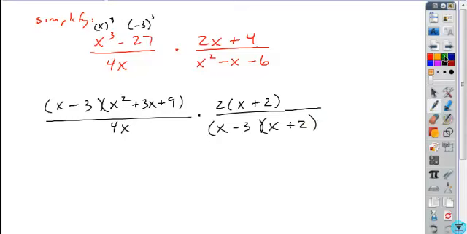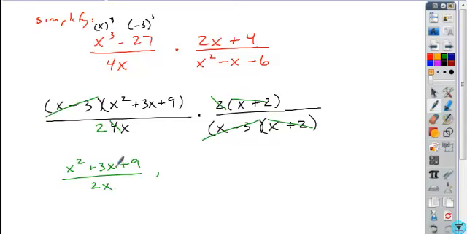And so now our first step's complete. We factored everything completely. We now move to the stage where we remove any common factors. So the x minus 3's cancel. This trinomial has no common factors. The 2 cancels with the 4, leaving a 2. The x plus 2's cancel. And so we write the resulting expression: x squared plus 3x plus 9. That's the only factor in the numerator. And then we have a 2x in the denominator.